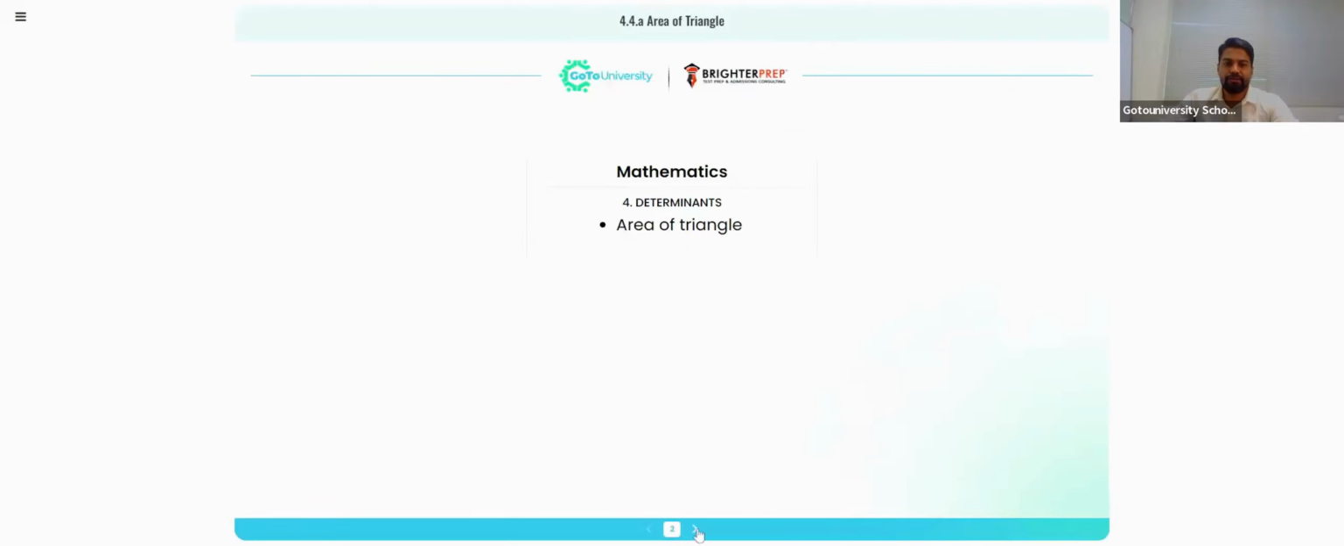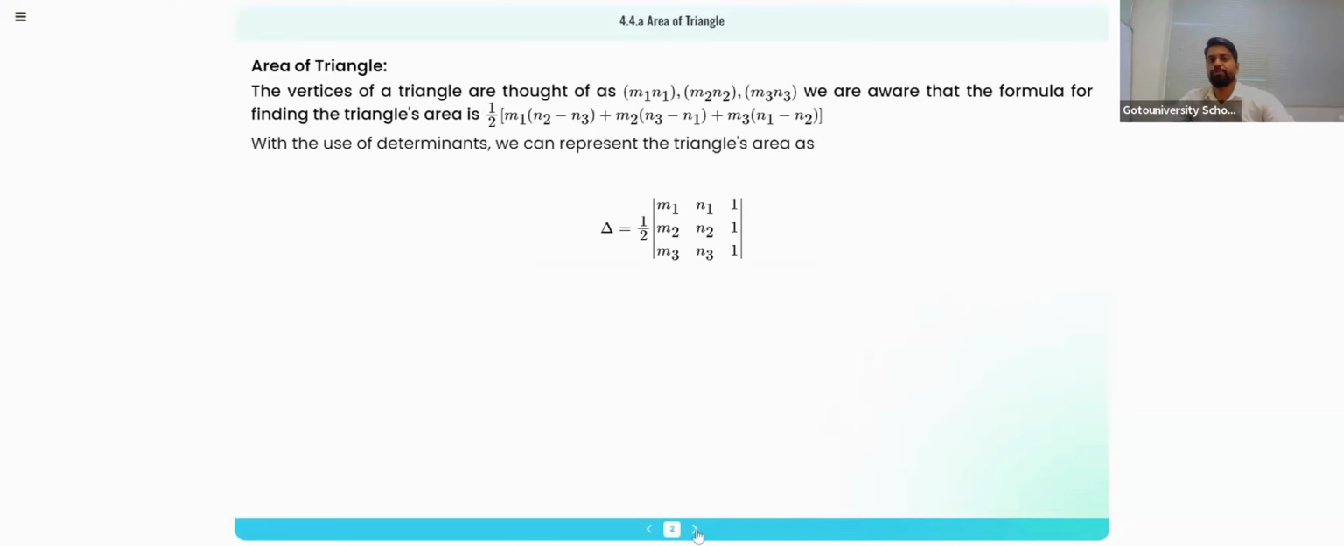Properties of determinants is a concept which has been removed from our syllabus for the past 2 years. So let's not worry about the properties of that. One of the applications of determinants is, let me take an example directly.